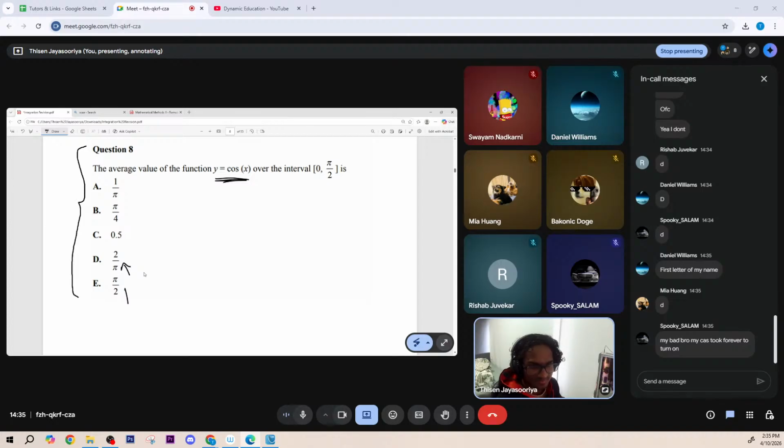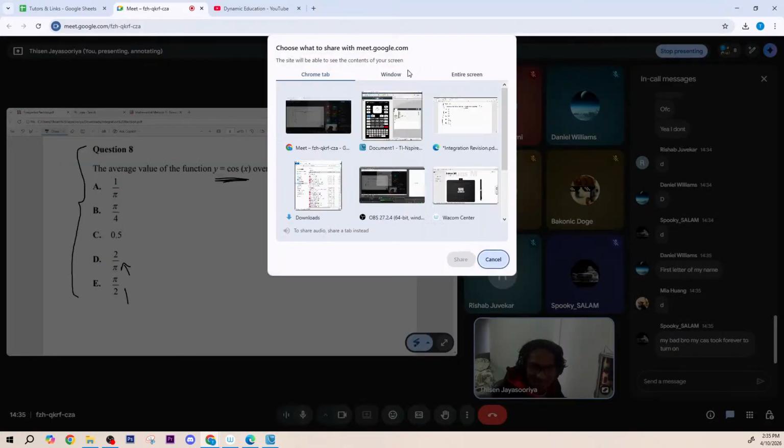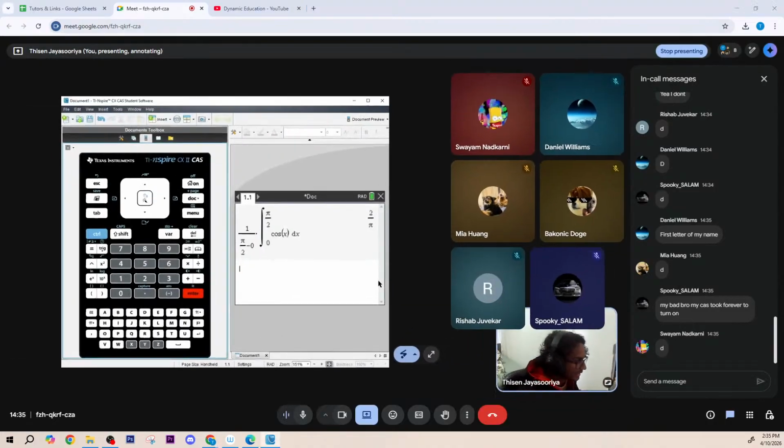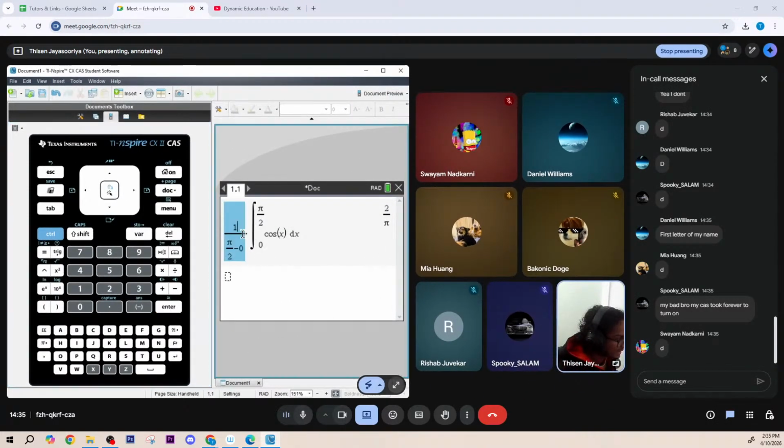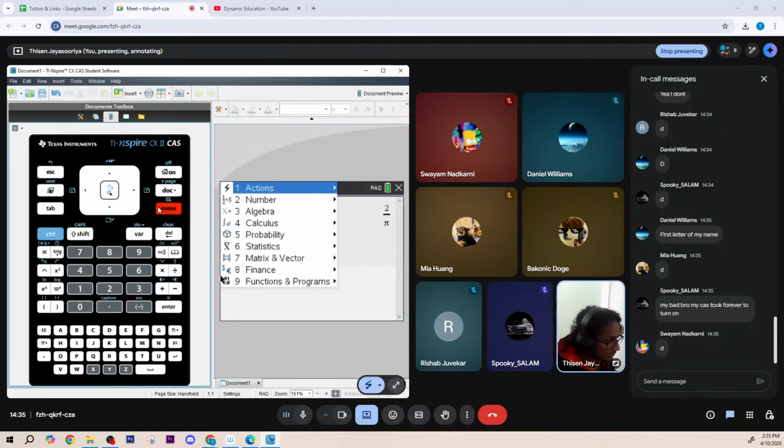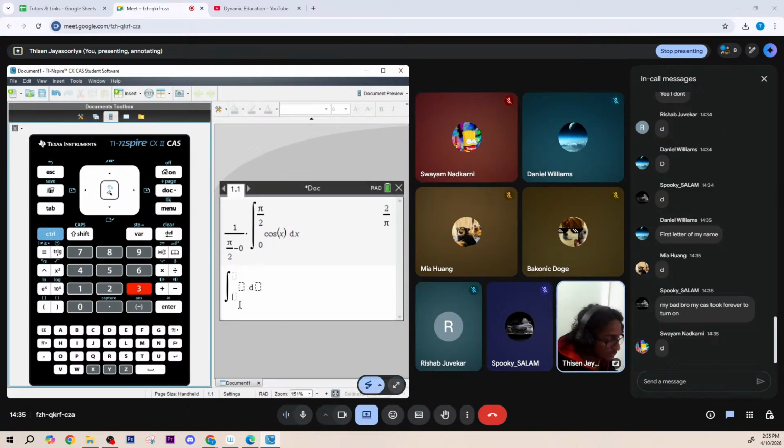D. Okay. So here, if I screen share my CAS, this is what the CAS notation should look like. I'm just plugging in the exact formula, yeah? So here it'd be 1 over pi over 2, take 0, equals, times by the integral from 0 to pi over 2, cos of x dx. So that's what I'm doing. And I can find that by doing menu 4, 3. That's where the integral option is on the CAS.